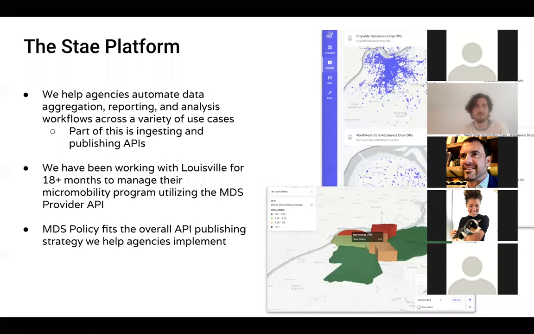And we were really excited when the MDS policy API was published because it was a chance to take this source of data we already had in the product and start to publish it in a specific manner to vendors.